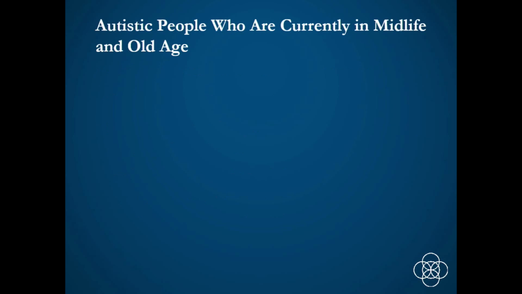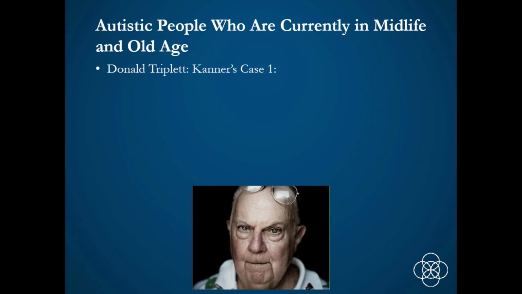So let's think now about old age and autism, midlife and old age. I don't know who here in the room knows this, but something really interesting is that the first person ever diagnosed with autism, Donald Triplett, who's in this picture right here, is 85 years old, and he lives independently currently in Mississippi, in the town that he grew up in, in his community, and he worked for many years at a bank.